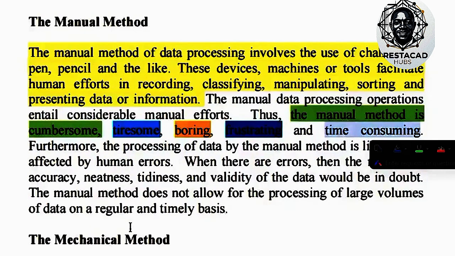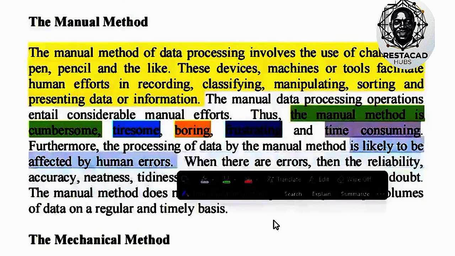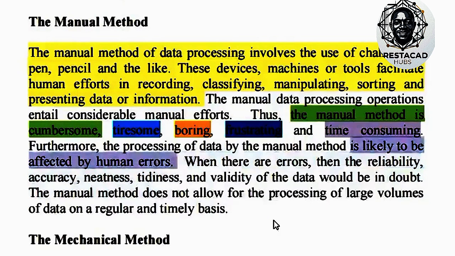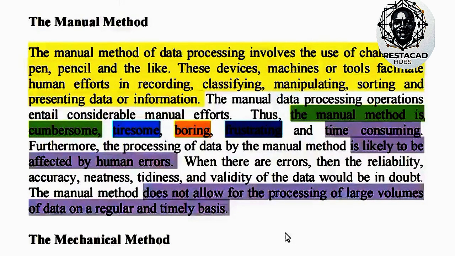Data processing by manual method is prone to errors because the manual method involves human effort, and humans are prone to error. It's likely to be affected by human errors. So, when there are errors, then the reliability suffers. Then, lastly, I think this is also a disadvantage. The manual method does not allow for the processing of large volumes of data on a regular and timely basis. So these are the disadvantages of the manual method of data processing.